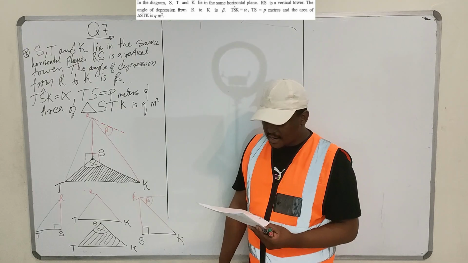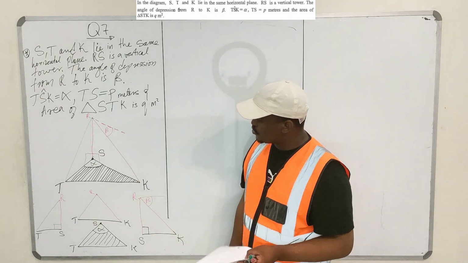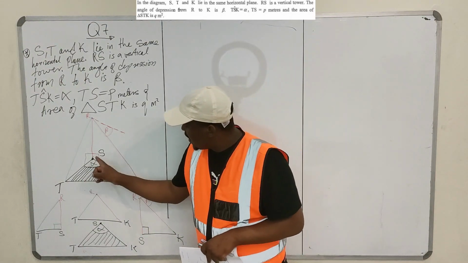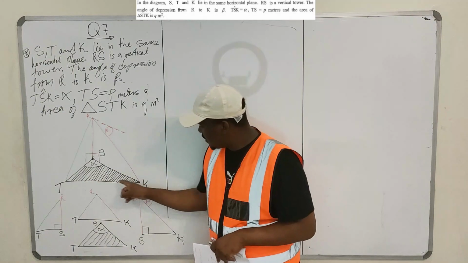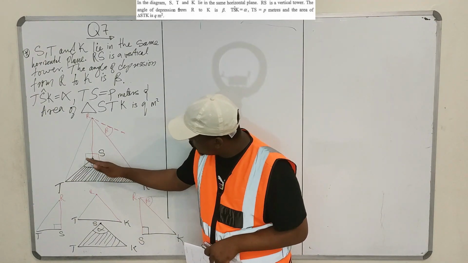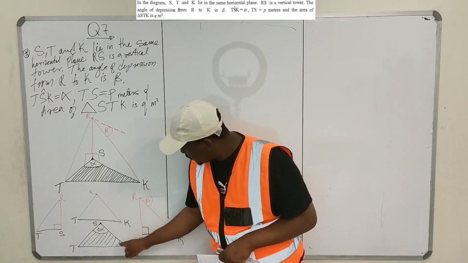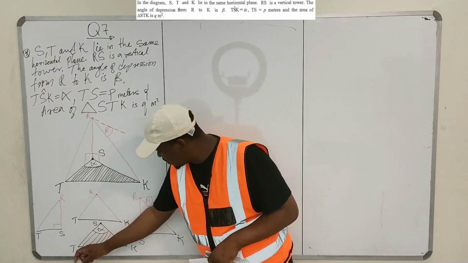That's saying in the diagram, ST and K lie on the same horizontal line. Like I said, ST and K lie on the same horizontal line. There they are. ST and K is this triangle over here. If you look at it separately, if you carve it out, it's this triangle, STK.